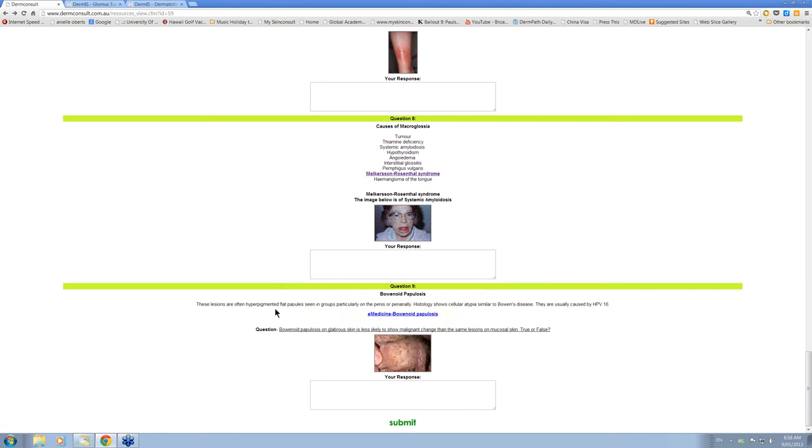These lesions are often hyperpigmented flat papules seen in groups, particularly on the penis or perianally. Histology shows cellular atypia similar to Bowen's, usually caused by HPV-16.